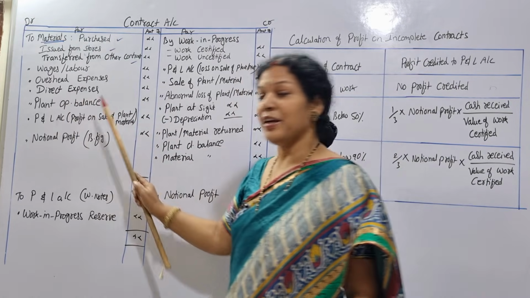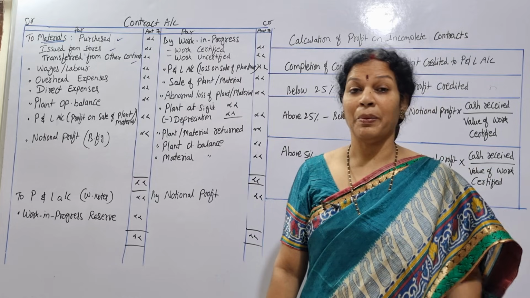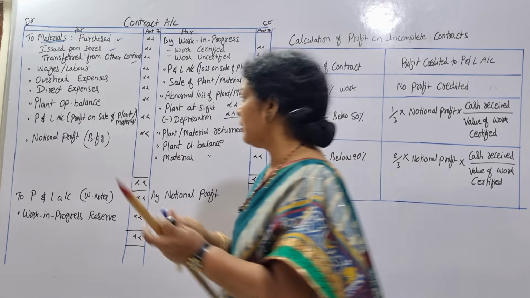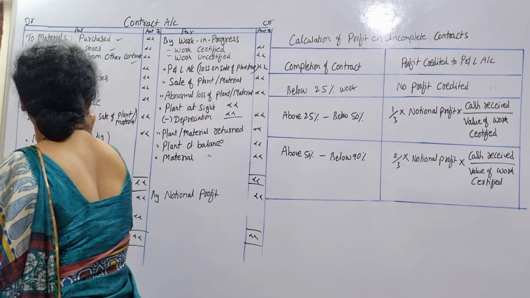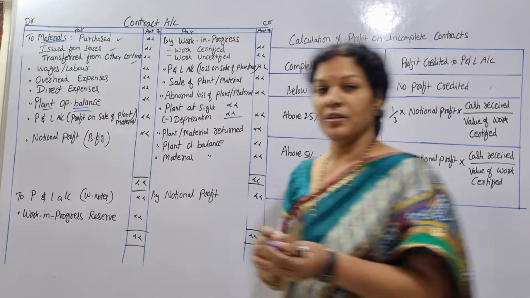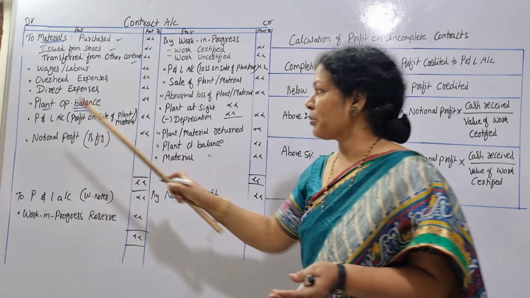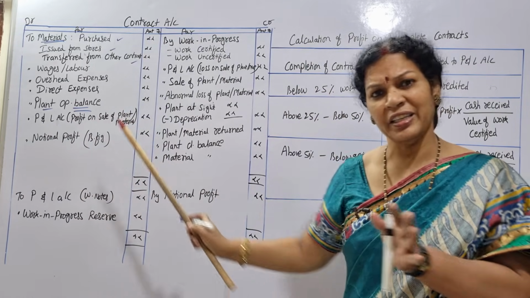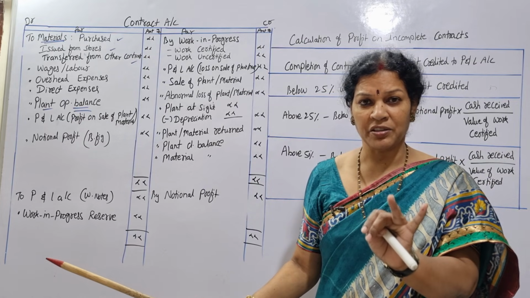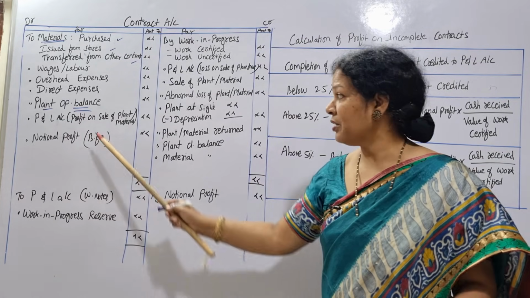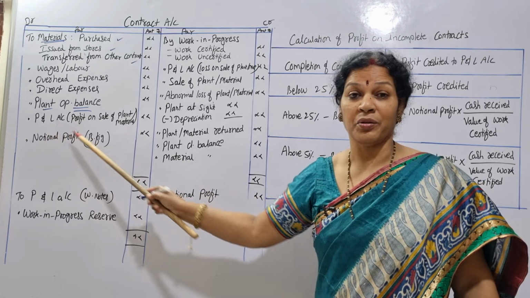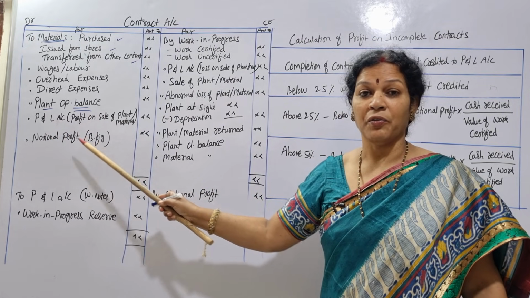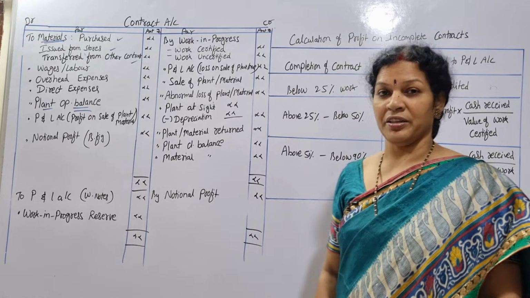Apart from this, plant opening balance. Plant's opening balance will be written here. Remember this point: plant opening balance. And profit and loss account, we are saying profit on sale of plant or profit on sale of material, anything. If you are selling plant or material and you get a profit, that profit you'll say as a profit and loss account. In brackets you write profit on sale of plant, profit on sale of material.